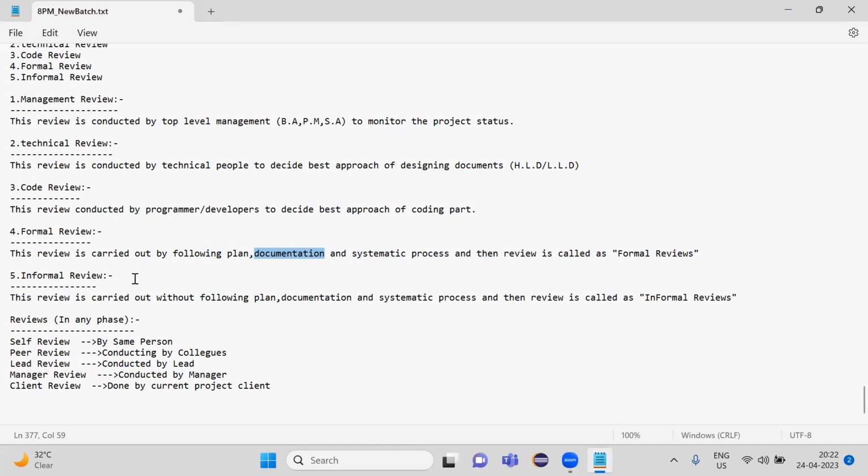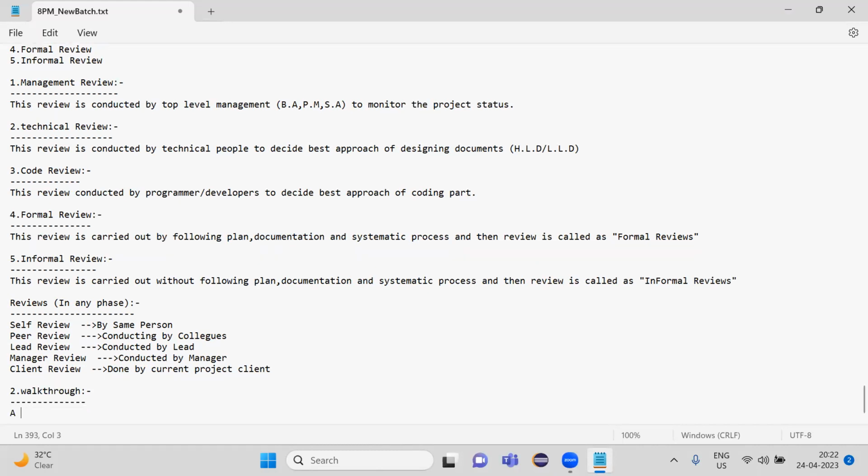Reviews are completed. What is the next one? Walkthrough. Coming to the second one, the walkthrough. Here what we are going to do is a step-by-step presentation. Who will give this presentation? One of the people, who is nothing but a domain expert who has much knowledge of that application. He will give it. Who has much knowledge, such as a project manager? Yes or no? Guys, understanding?